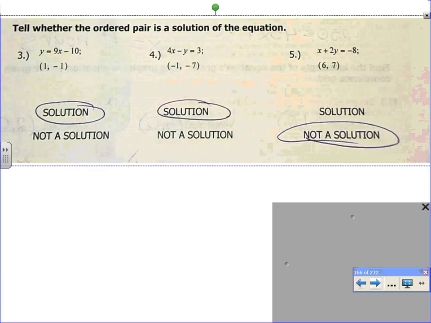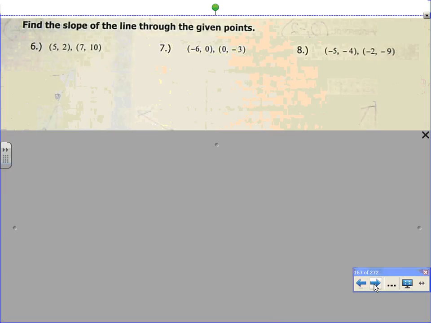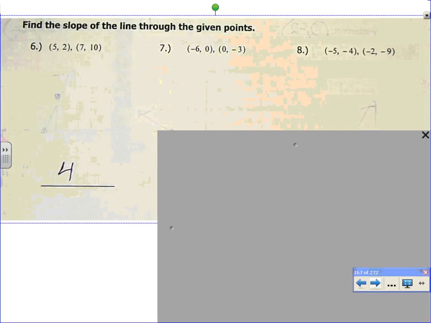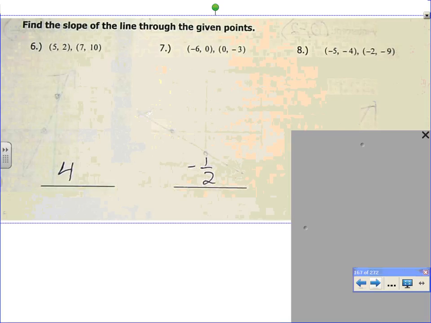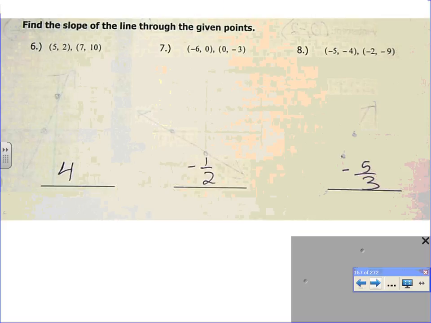Right, who can tell me how I figured those out? Nathan S. Right, so they give you an ordered pair. The first part's always X, the second part's always Y. Plug those values in and see if it's true or not. Number 6, what is the slope? David? 4. Yes. And 7? Drew? -1/2. Yes. And 8? Yes, -5/3. Any questions about that first page?